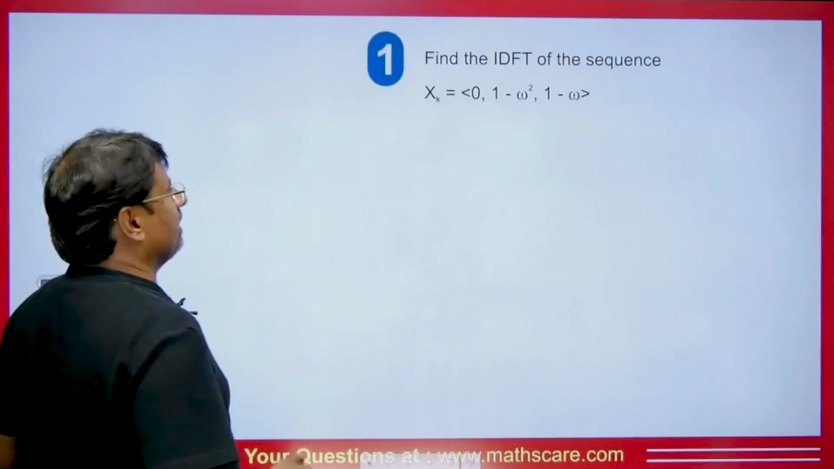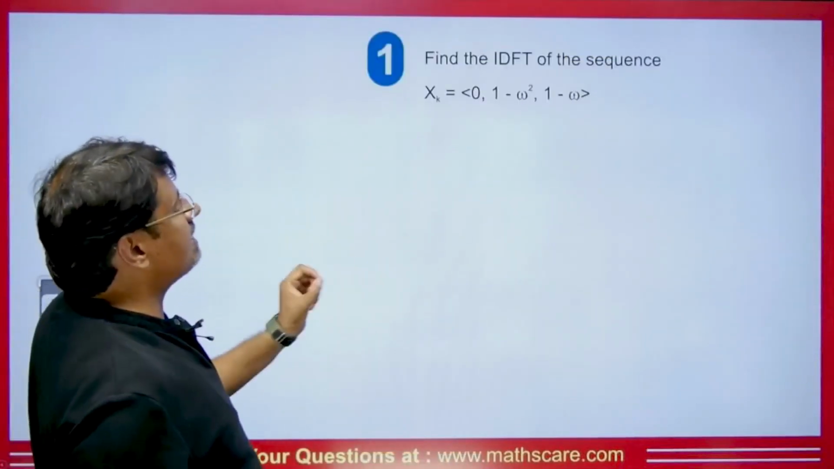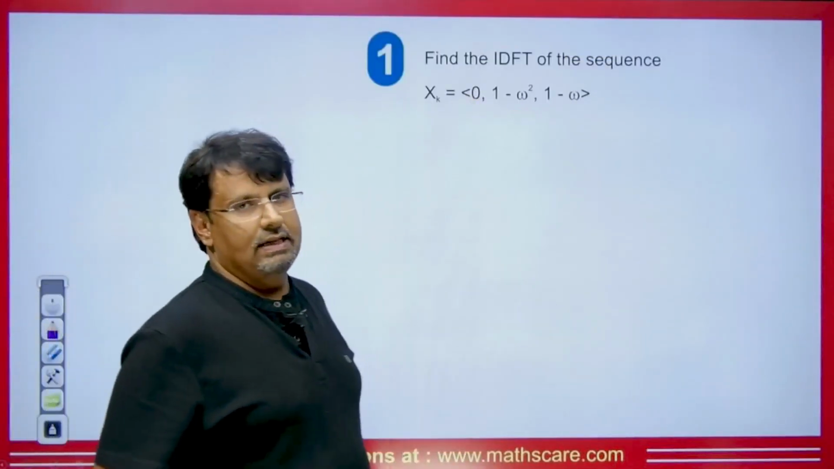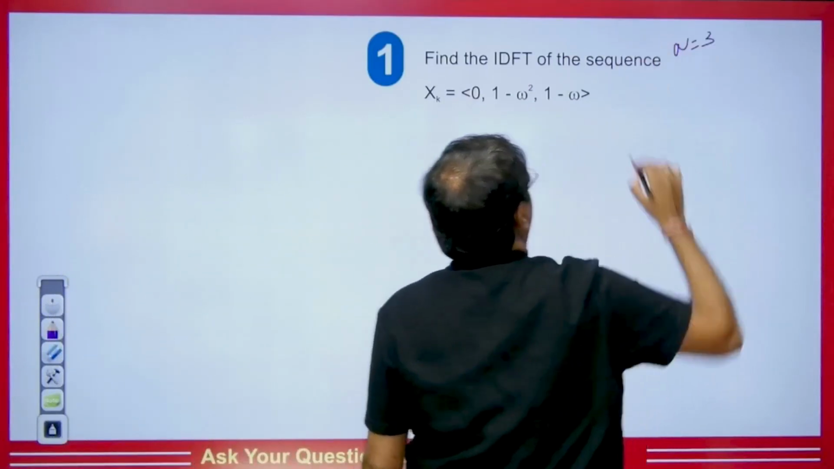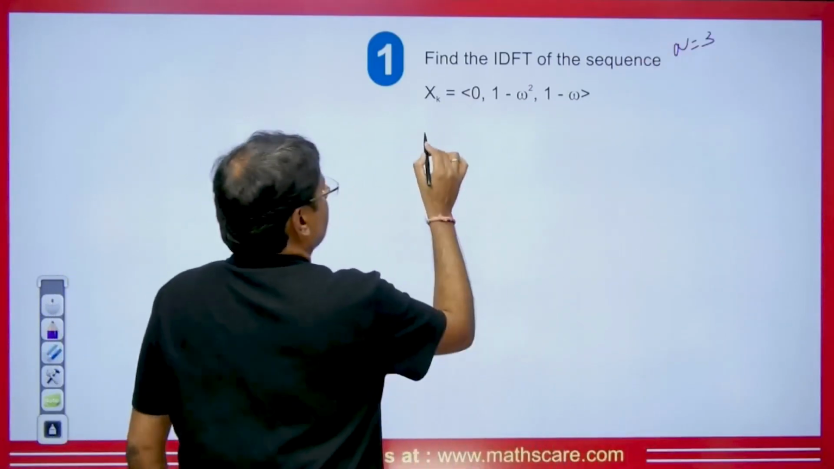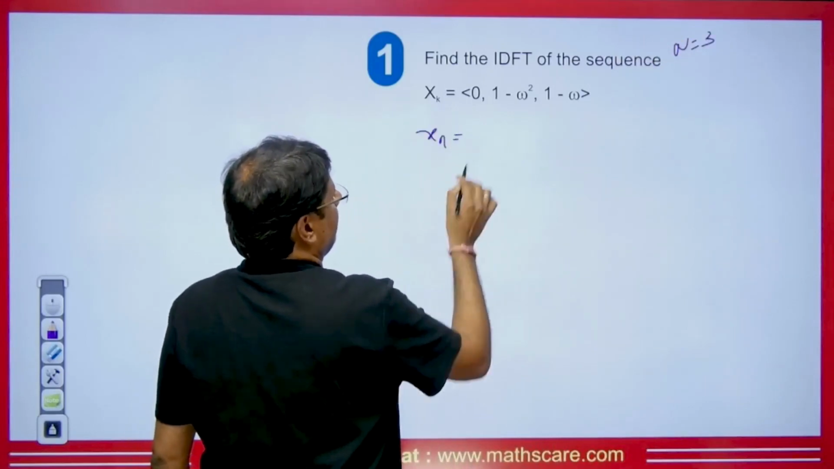We will move to another question. We are asked to find the inverse discrete Fourier transform. Now, what is capital N given here as? It's given as 3 and we have to find the inverse. This means what do we have to find here, students? We have to find xn.